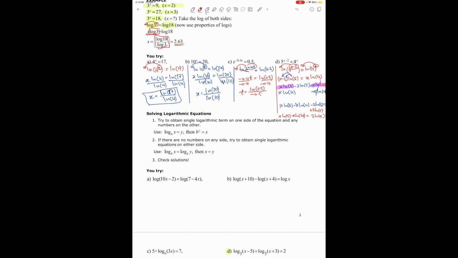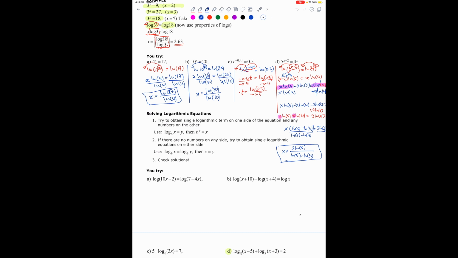Now, I will take x out as a common factor. So I will have x times natural logarithm of 5 minus natural logarithm of 4 equals 2 natural logarithm of 5. Now I'm going to divide both sides by natural logarithm of 5 minus natural logarithm of 4. I will end up with x equals 2 natural logarithm of 5 divided by natural logarithm of 5 minus natural logarithm of 4. Now that we have that, we can say that is the answer, and we can leave it like this, or we can find the answer using the calculator.